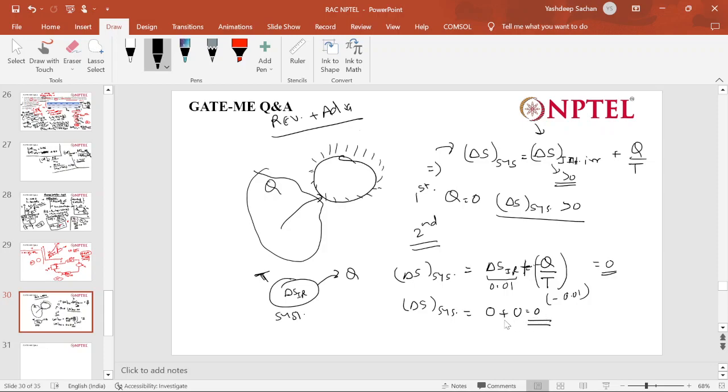So what statement have I told? If a process is reversible adiabatic, then it would be isentropic, but not all isentropic processes are reversible adiabatic. This is the example: it is not adiabatic, but it is an isentropic process. So it is clear, right?